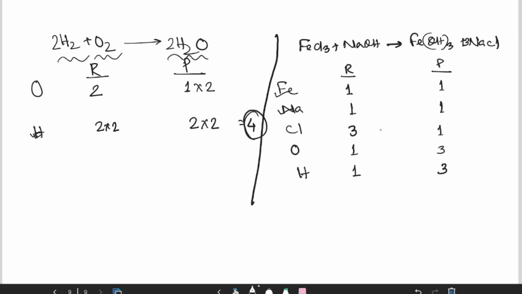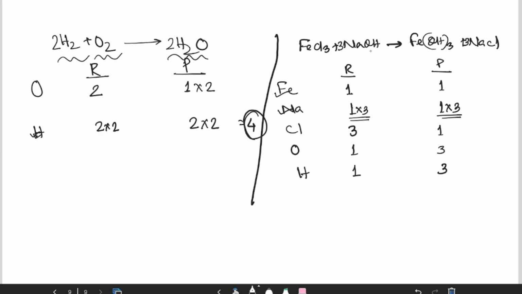chlorine is balanced now. As I told, after balancing the non-metal, we will see if there is any change in the metals or not. For iron there is no change, but for sodium it is 3, which means this sodium will become 3. So in order to balance this sodium, we have to write 3 here. Now you see, when I am writing 3 here, the sodium is now balanced.